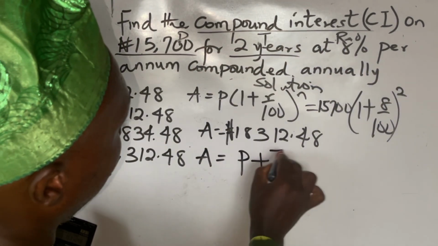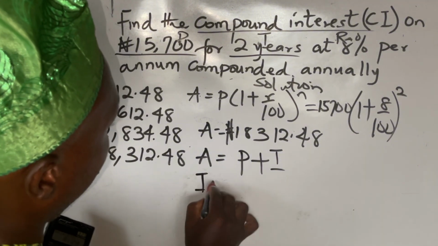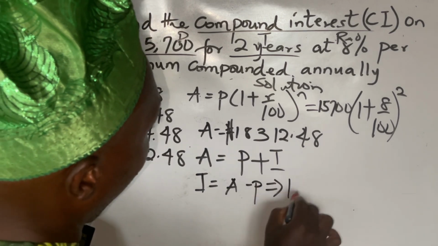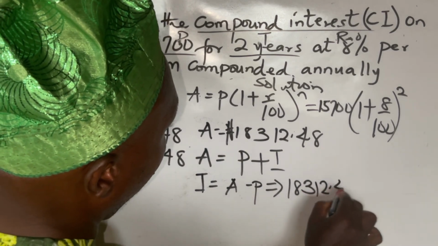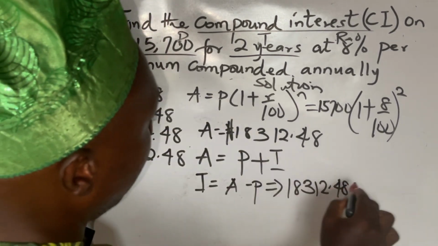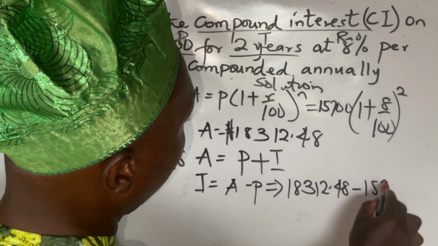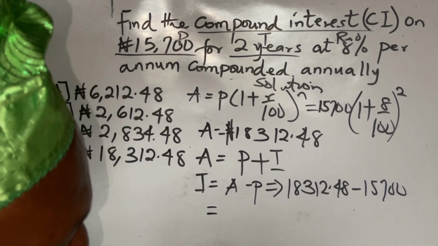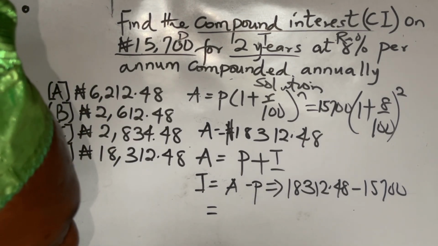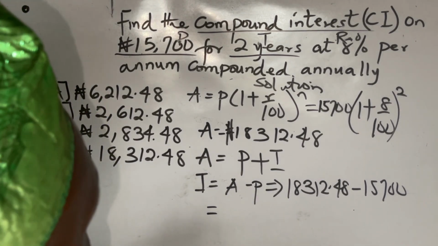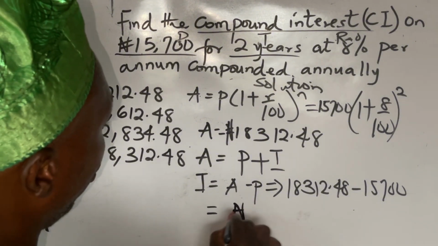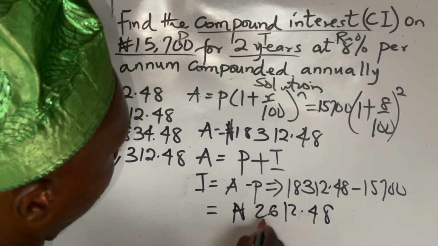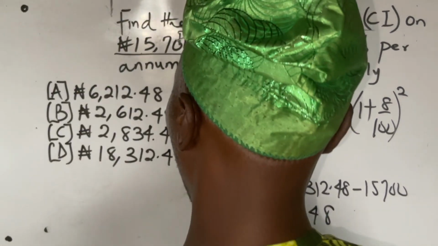So let's get the interest, because we are to find the compound interest. Don't forget, our formula for amount is also amount equals principal plus interest. So interest will be amount minus principal. So that will give you 18,312.48 minus 15,700. So let's get the figure: 2,612.48. That means 2,612 naira 48 kobo.